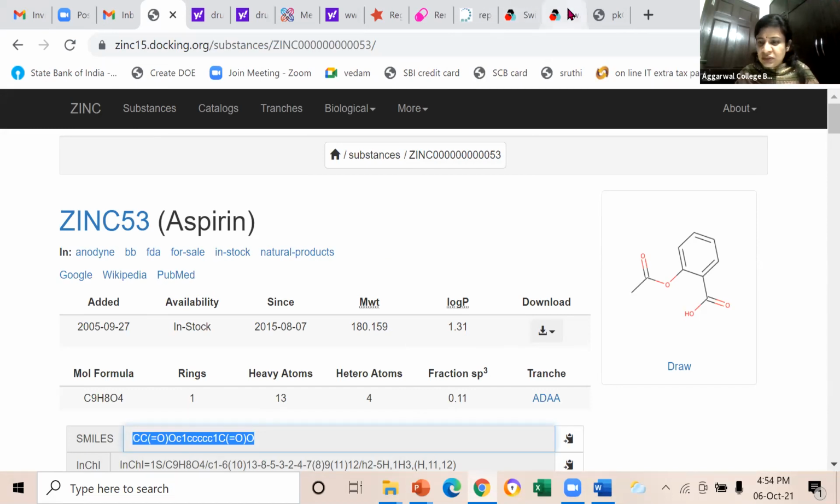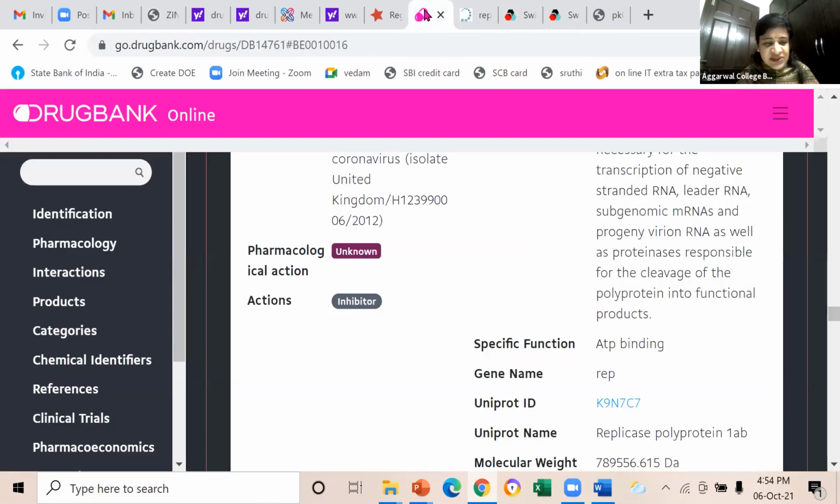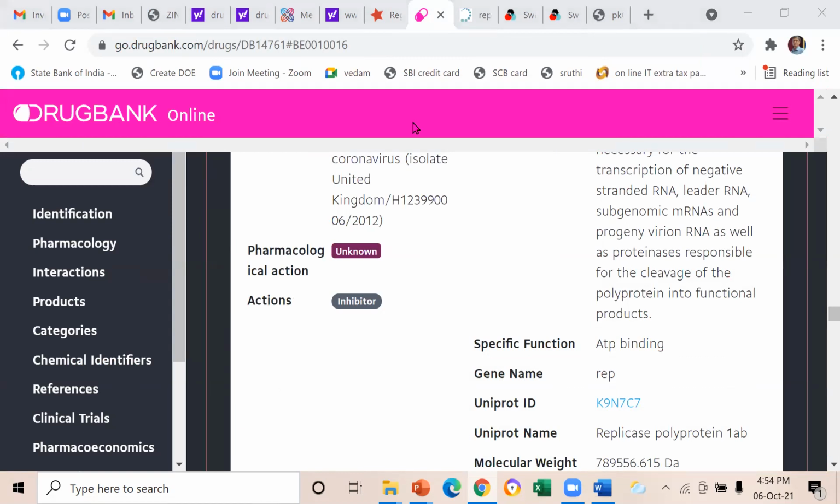Fine, sir. So one participant is writing QSAR. I'm talking about something else. We are talking about the properties. So QSAR does not come into the picture. Correct, no?